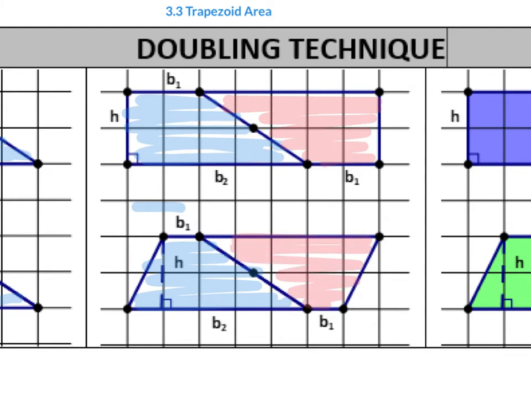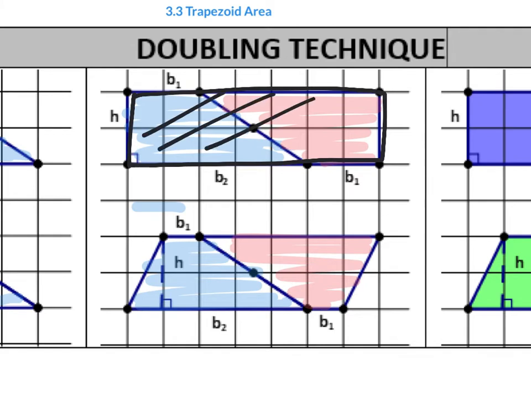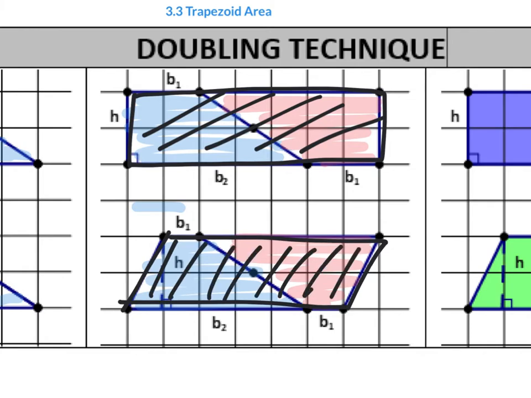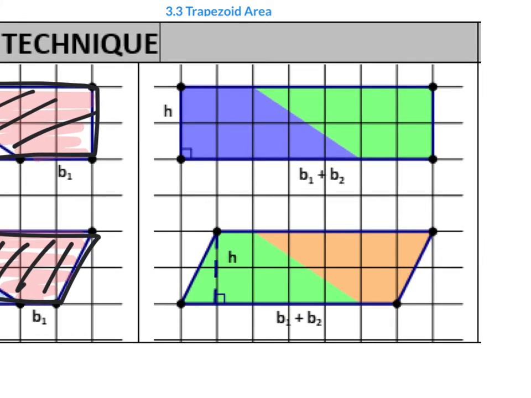Now you'll notice that when we do that, we get a shape that we already know a formula about. We already know the formula for a rectangle. We can find the area of a rectangle. And we also know the area of a parallelogram, don't we? And so we can calculate those areas. And what would they be? Well, it would be the height times the base.